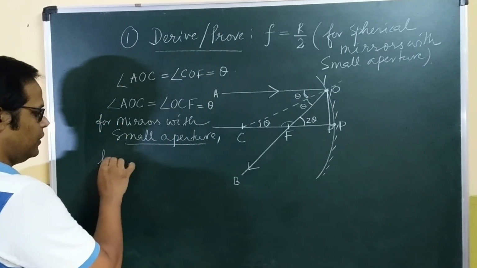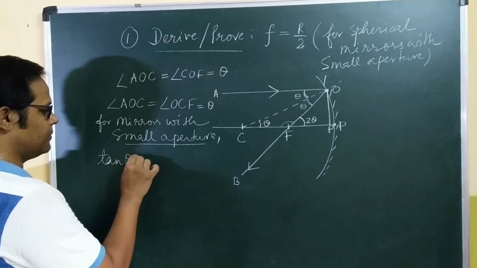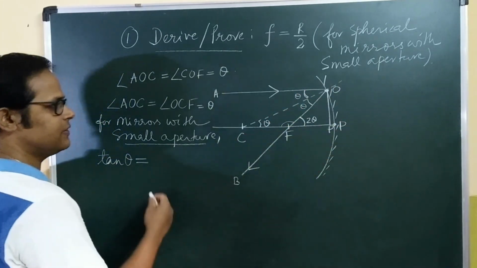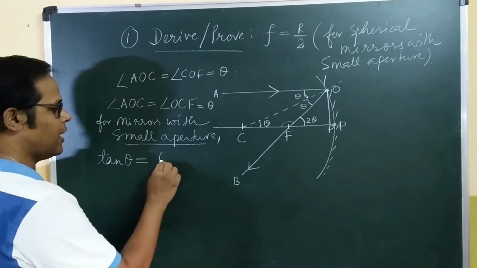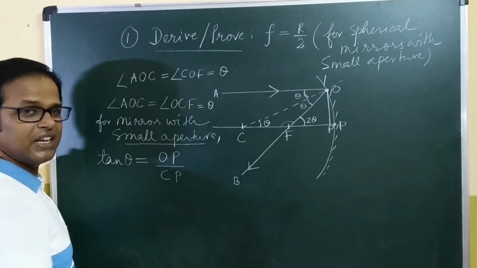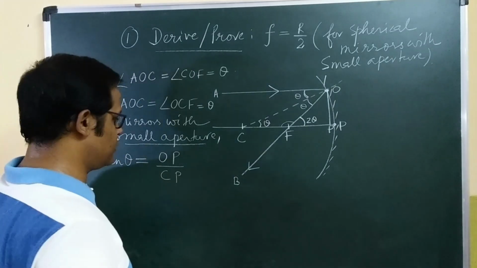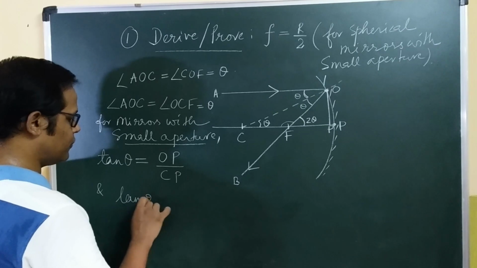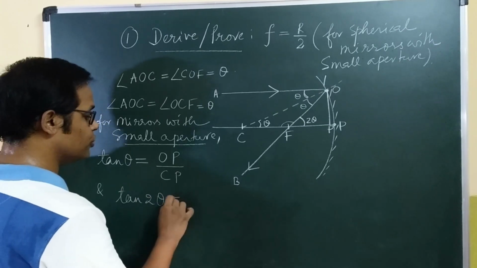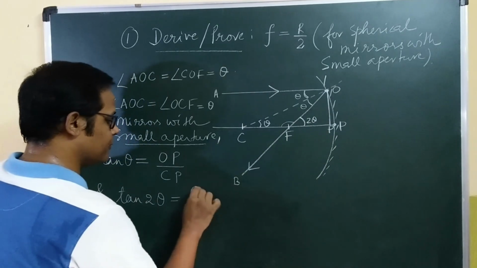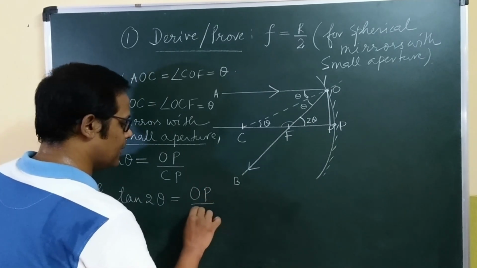So tan theta from the diagram can be written as perpendicular by the base. Everybody knows it. So I could have happily written OP by CP. That is coming from your trigonometric knowledge. Alright. And similarly, tan 2 theta can also be written as OP by PF. OP by PF.